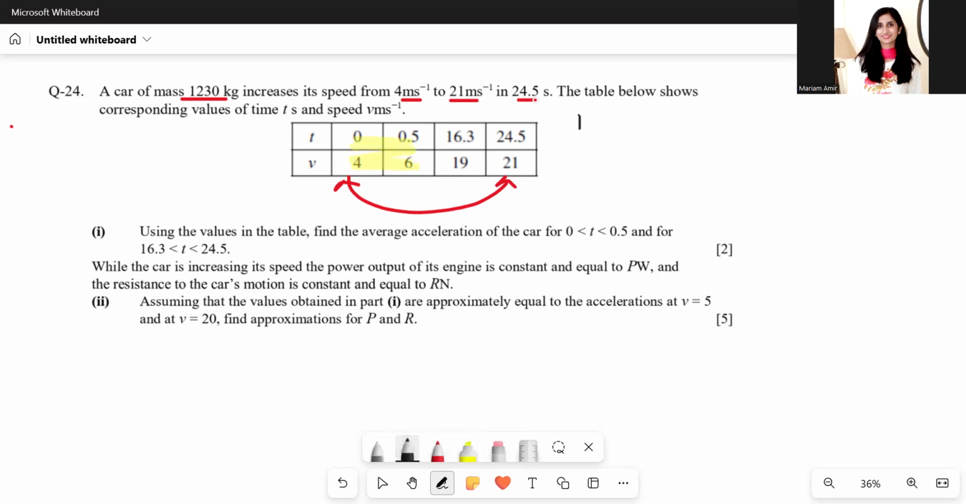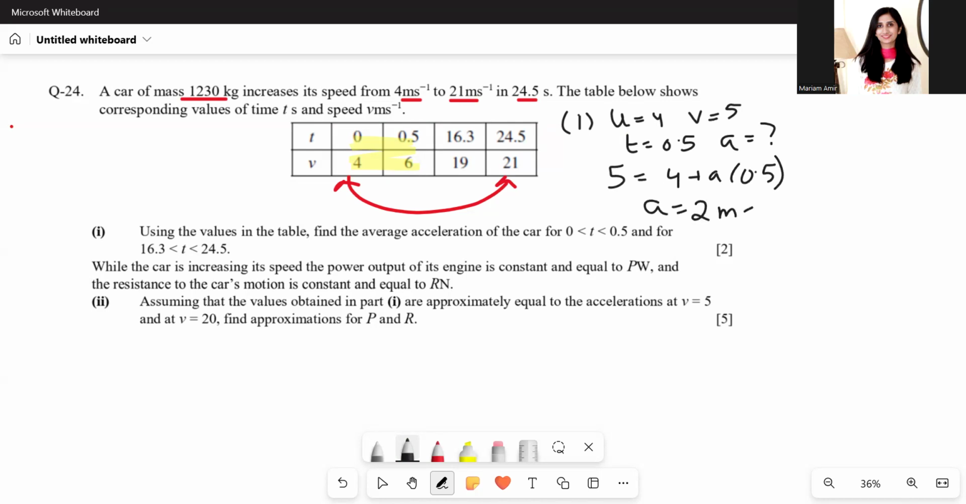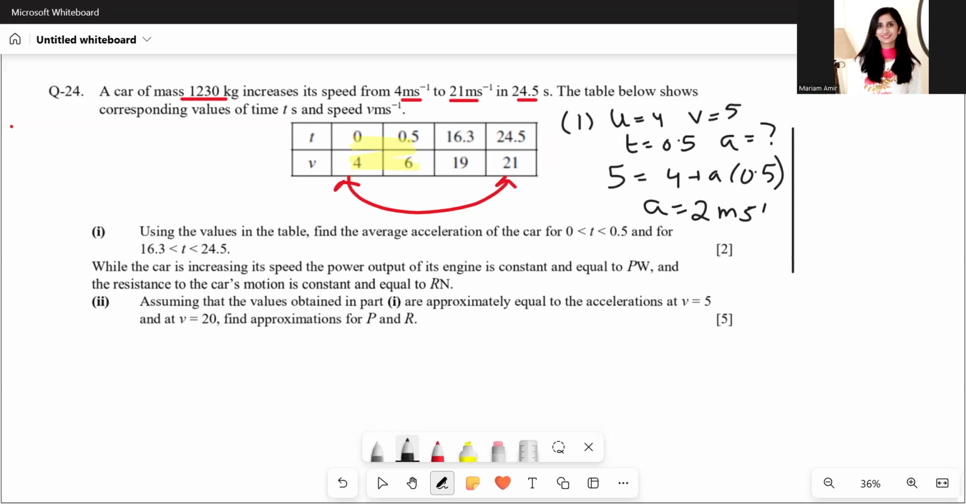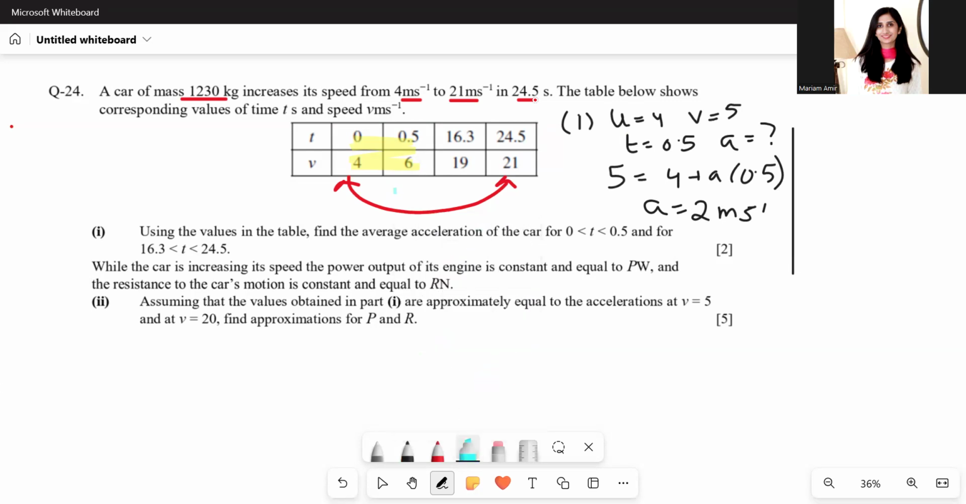So for part 1, you can say u is 4 and v is 5 and t is 0.5 seconds, and we need a. So we're going to use v is equals to u plus at. This gives us a is equals to 2 meters per second squared. Okay. And then it says do the same for this part, 16.3 to 24.5. Same thing.